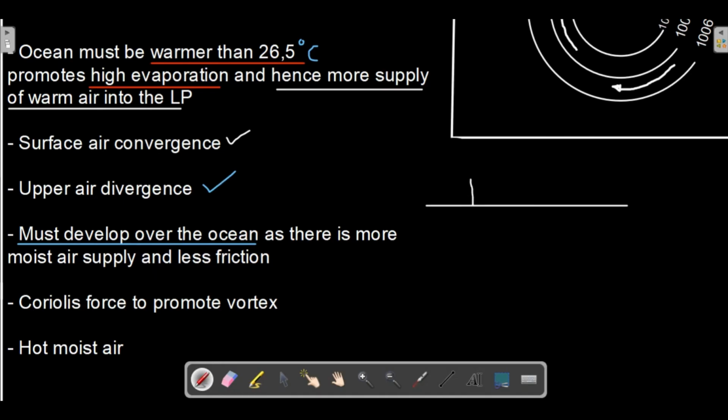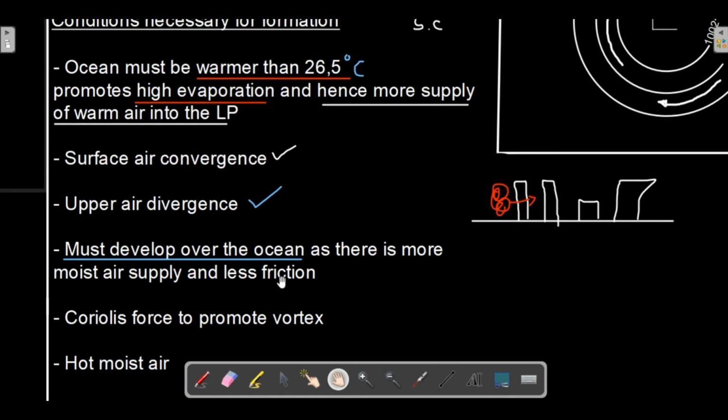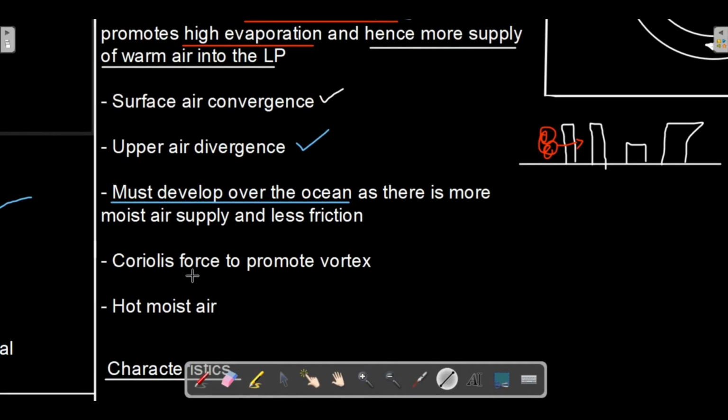And because the land actually has many barriers, buildings, bridges, everything, it's just standing in the way of a developing tropical cyclone. So if it's going to develop, okay, it's going to collide with these buildings, it's going to slow down, it's going to die off. Okay, and so that's why a tropical cyclone needs to occur over the ocean. Right, and it must be a warm ocean. Right, okay. We need a Coriolis force, okay, in order to promote the vortex.